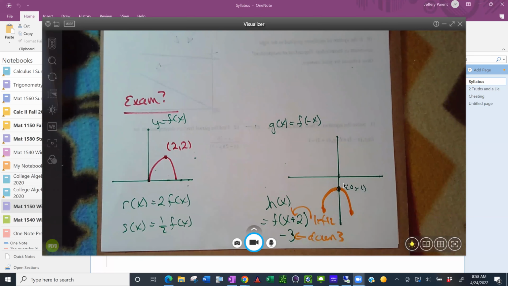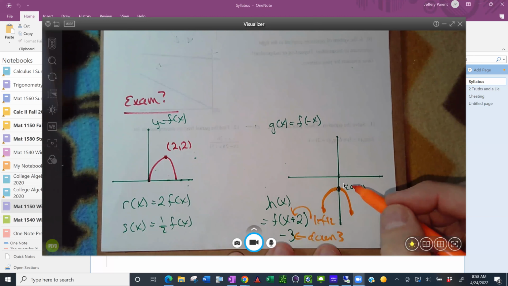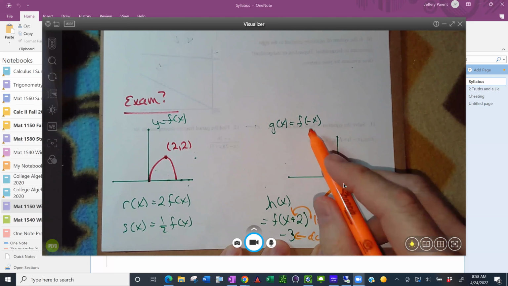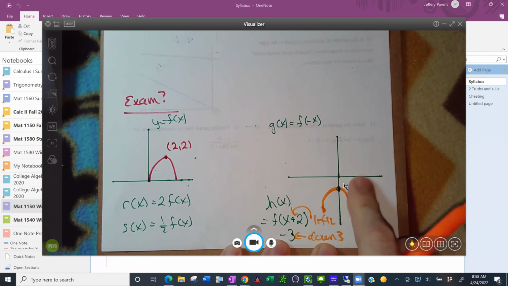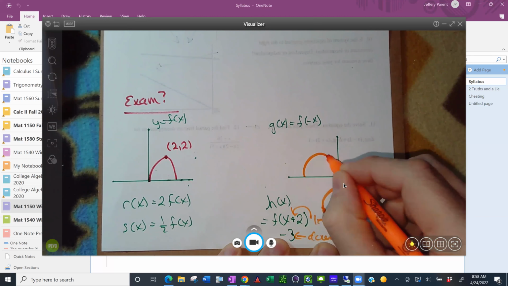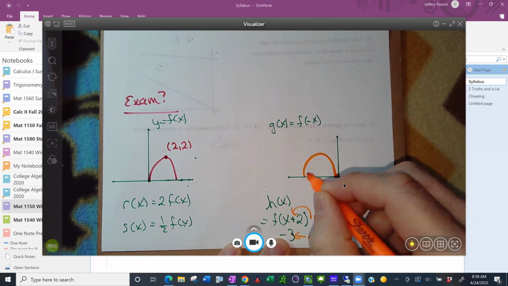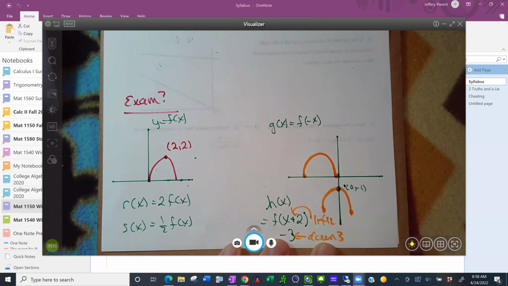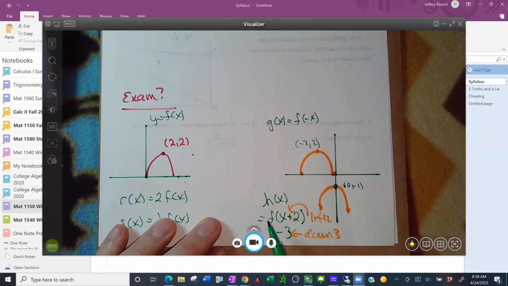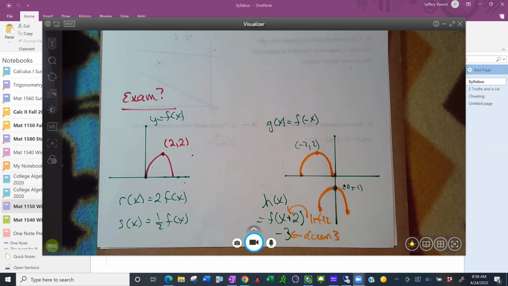How about some of these other things? Well, g of x is f of negative x. That's going to cause a reflection. Want to pause the video? Can you remember how that goes? All right. Bonus points to those of you who said it's going to reflect around the y-axis. So this point would here be at negative 2, 2. I meant to have that be touching the origin there.